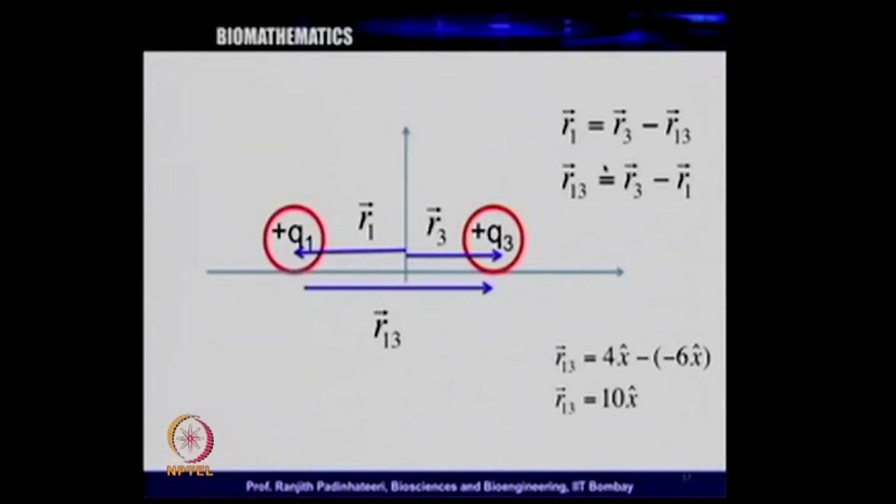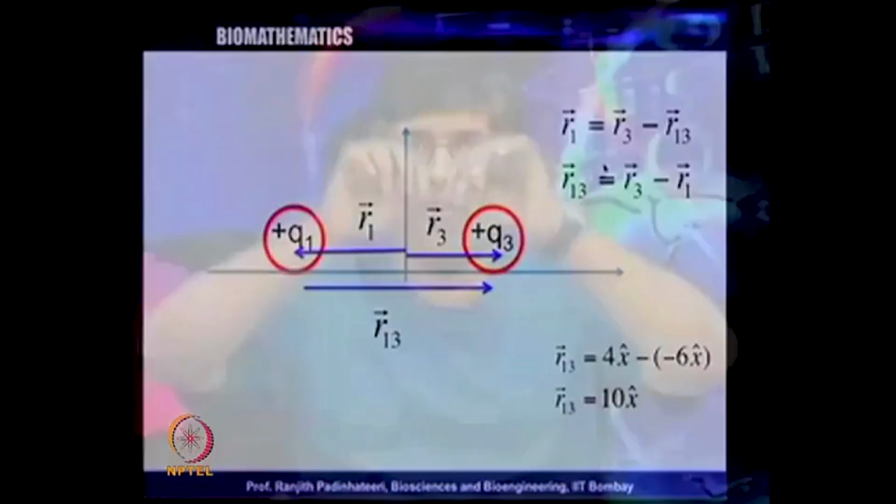The equation says that I go from this point, I go here, then go back a certain distance. So R3 minus R13, then I will reach here. I want to reach here. First I go a certain distance, then I go back a lot more distance. So that is what is written here.